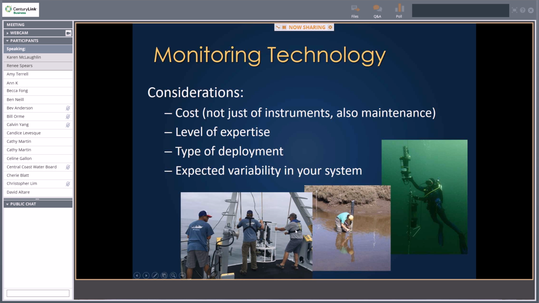If you are on a ship and you need to profile at 1 hertz, the technology available to you is extremely limited. Whereas if you are in a stationary deployment, then you have a lot more options. And the last one here, and this goes back to cost, is the expected variability in your system. So if you are in an estuary with a high range of pH, then you have a lot more options because you don't need to worry so much about measuring super fine scale, super accurate measurements, because you have wide variability. Whereas in a system that's more open ocean, you're going to need something a little bit more precise.